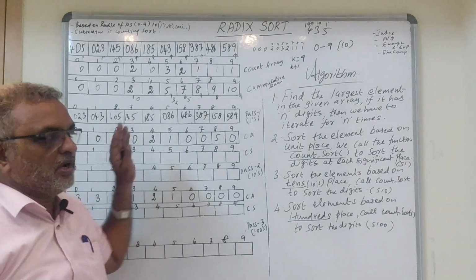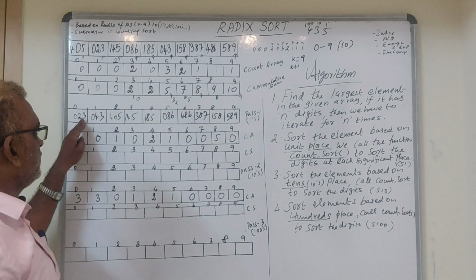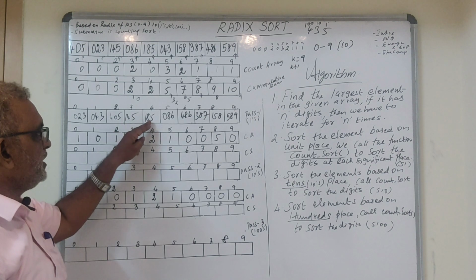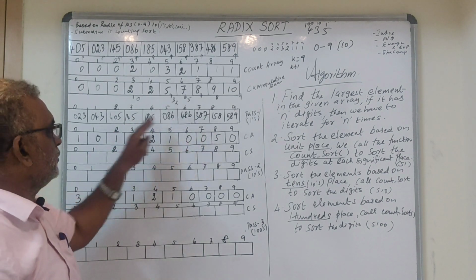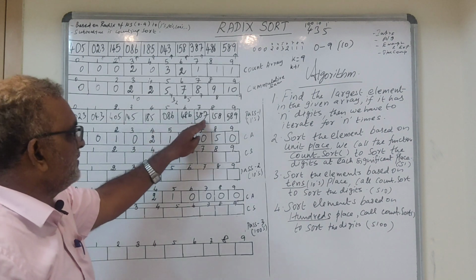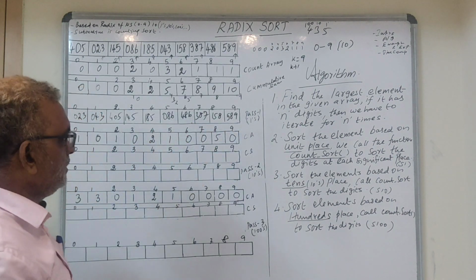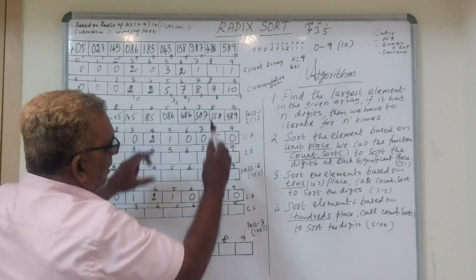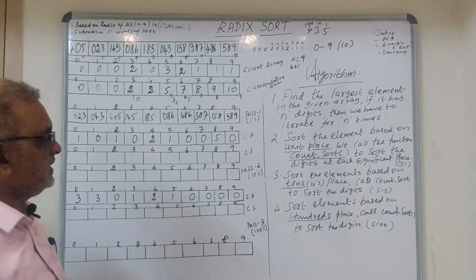Okay, so this is pass 1. This is the output of pass 1. So we can check this very well. We can check the position of these unit digits: 3 3 5 5 5 6 6 7 8 9. Now this is the input for the next calculation.